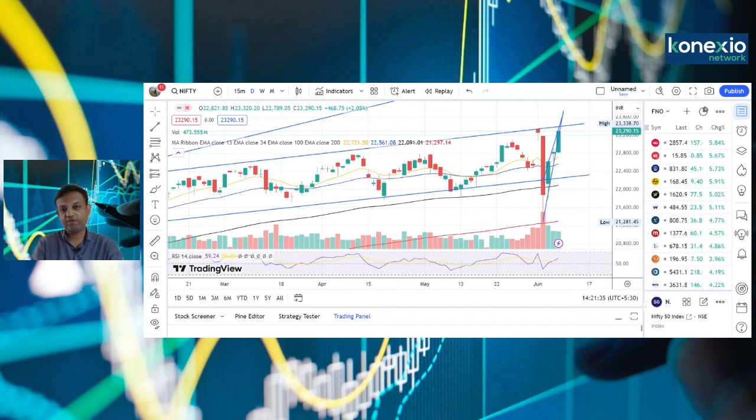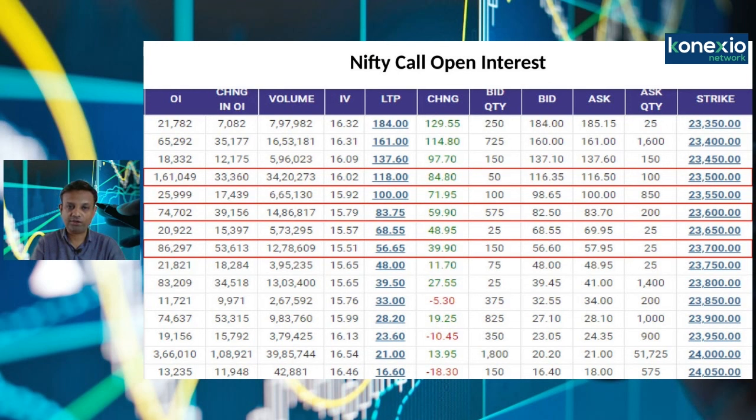And again, as I said, we might see some sort of correction or profit booking, but that could be used as a buying opportunity, and traders should try to follow these levels and trade accordingly in the direction of the trend. Now, friends, let us discuss the derivative data of Nifty calls.